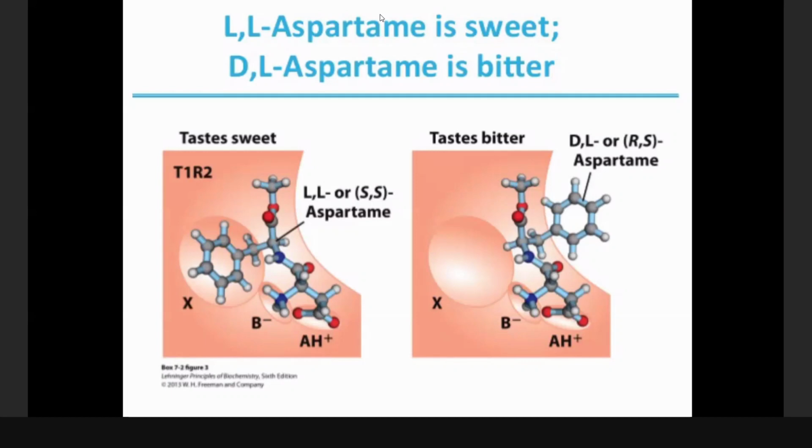Therefore, you know aspartame. Aspartame is made from 2 amino acids, and aspartame is given to DM patients since it can act as a sweetening agent. But the sweetest one is if the aspartame is made in LL form. That means the spatial arrangement of atoms in the molecule should be LL. If it is DL, it's not as sweet. Therefore, our bodies can identify it.